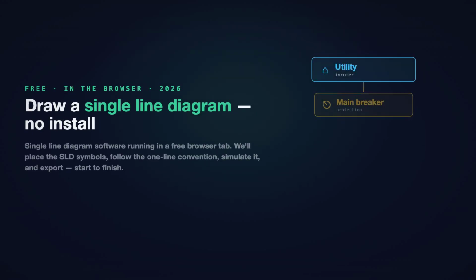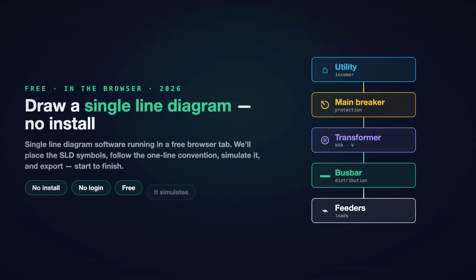This is single line diagram software running in a free browser tab. No install, no login. And in the next few minutes, we're going to draw a single line diagram from scratch right here. A single line diagram, an SLD, sometimes called a one-line diagram, is the map of a power system on a single line. Utility comes in, a main breaker, a transformer, a busbar, and the feeders going out. One line stands in for all the conductors, so you can read the whole system at a glance.